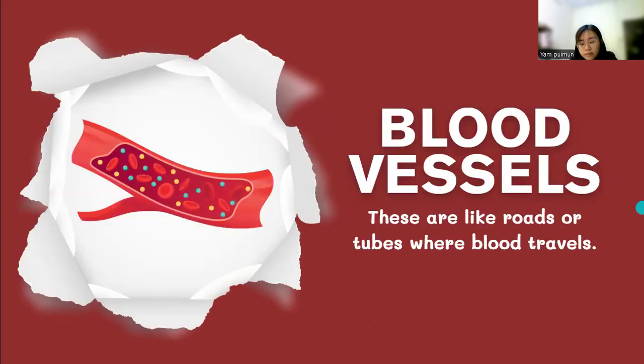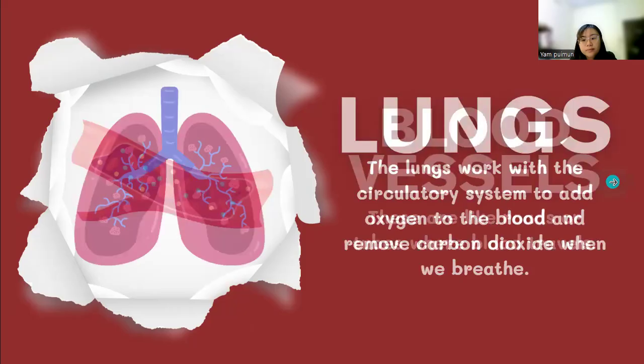And now the blood vessels. Blood vessels are like the roots or tubes where the blood travels, and it also includes the nutrients, oxygen, and also carbon dioxide inside the blood vessels.